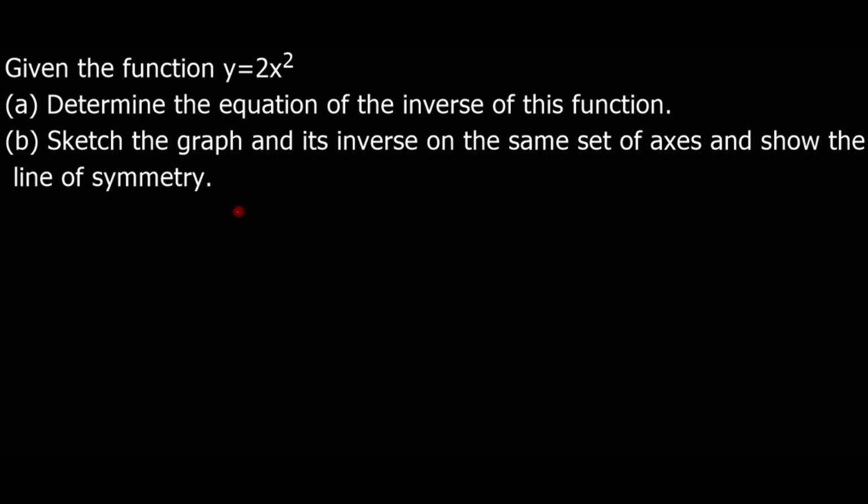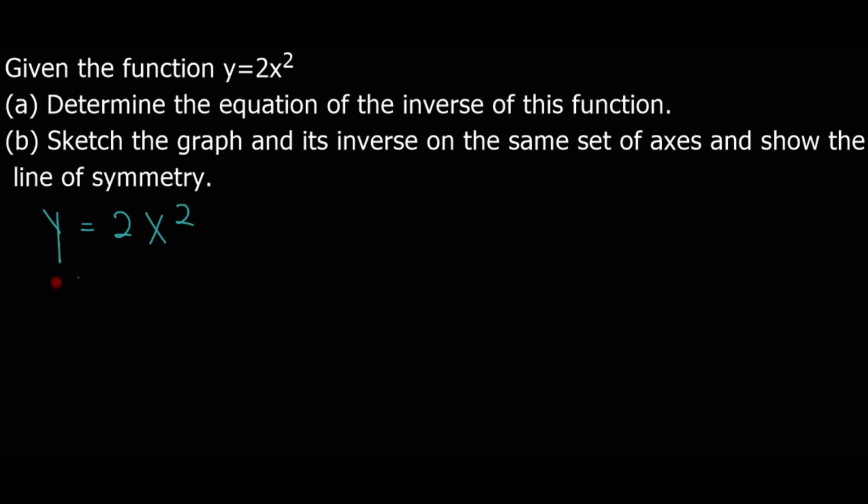Part B: sketch the graph and its inverse on the same set of axes and show the line of symmetry. Normally y equals 2x squared is a parabola. What is important is to find the x-intercepts, the y-intercept, and the turning point. But we can do it in a shorter way, because our b is 0 and our c is 0. Our equation here is ax squared, with no bx and no c. So we can do it in this way.